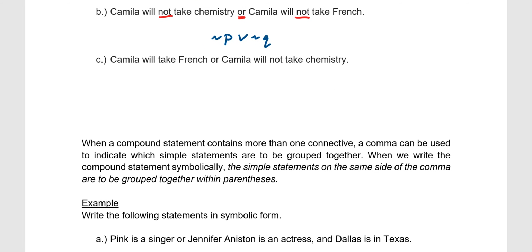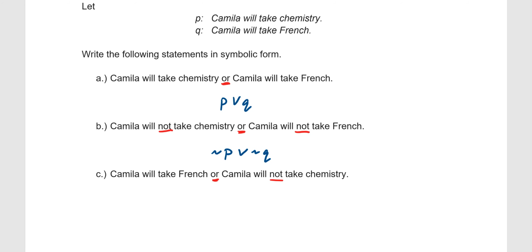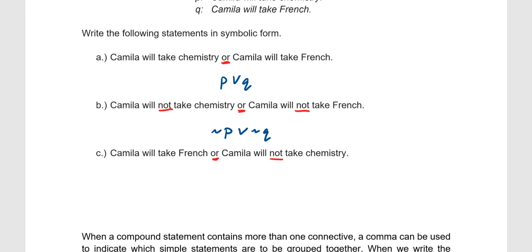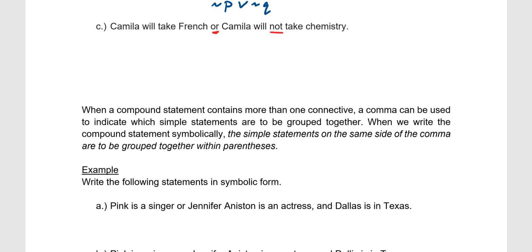Okay, and then the last one here. We have Camilla will take French or, so disjunction obviously, Camilla will not, negation, take chemistry. We have to be a little bit careful because the order is changed. Instead of P first, now it's Q first because it's French before chemistry. So the way that we're going to write this is she will take French, so Q, or she will not take chemistry. So Q or not P.